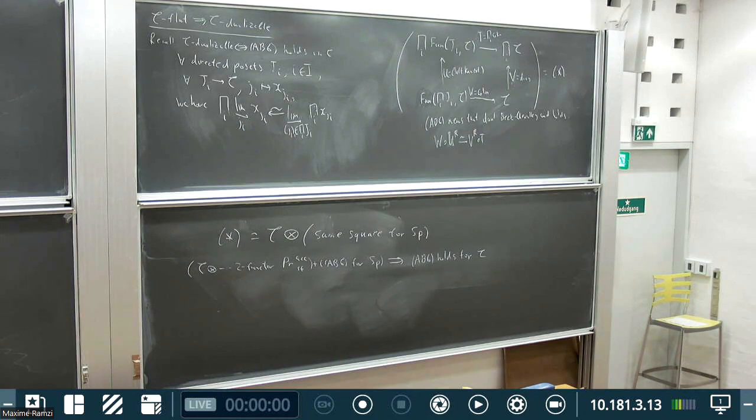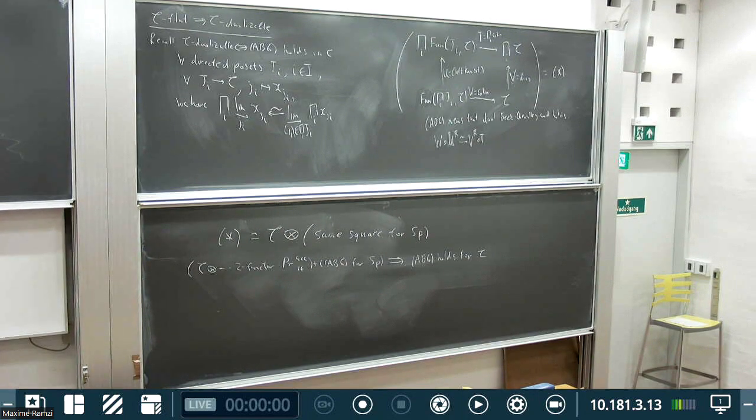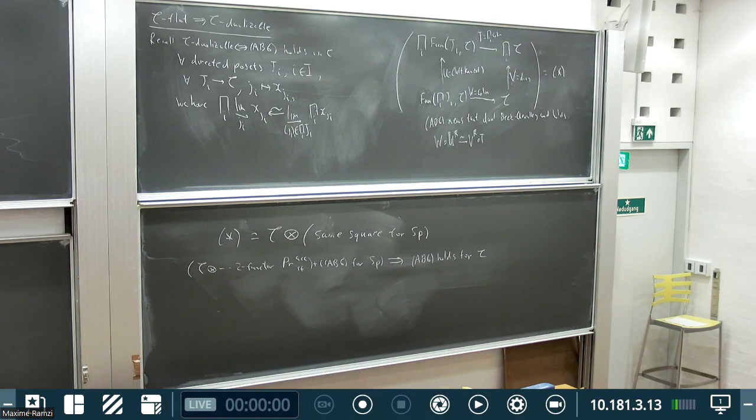Okay, so now another general story. I want to explain another general story about dualizable categories and also give some examples of non-dualizable categories, which is useful when you have some notions, to give examples of objects which don't satisfy them.